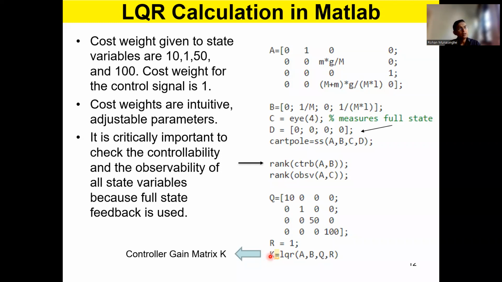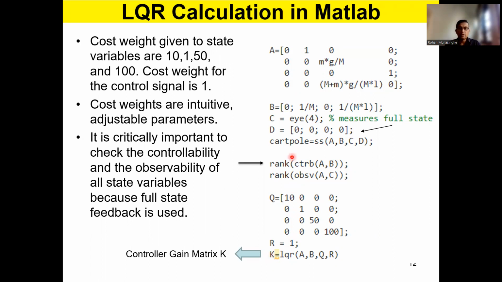K is the vector of 4 elements. These are the gains, right, that you multiply each and every state variable with, and then add together. So multiply, add, multiply, add, multiply, add, multiply, add. Then you get the scalar, that is U, the control signal, and you feed it back to the state dynamic model.